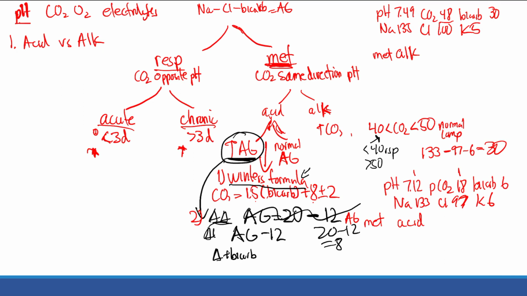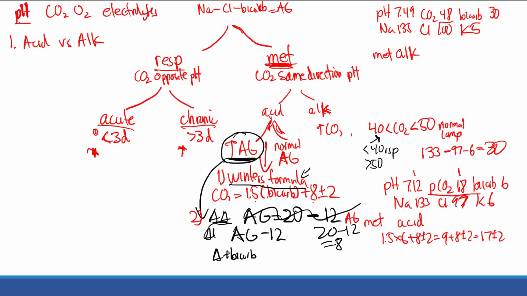Okay, Winter's formula. How do we figure that out? Winter's formula tells us if there's appropriate respiratory compensation, and our formula is 1.5 times 6, which we already did, is 9, plus 8, plus or minus 2, equals 17 plus or minus 2, which includes 18. So we have appropriate respiratory compensation here.